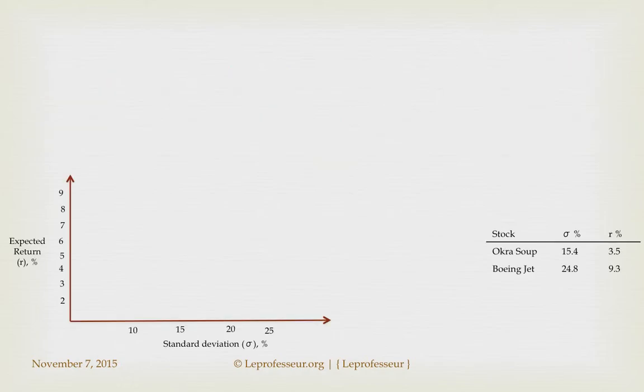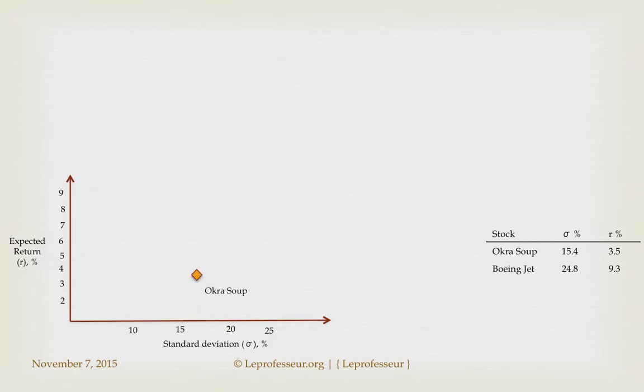So let's take an example of two stocks: a soup company, Okra Soup, and a Boeing jet company. Okra Soup has a lower standard deviation and a lower return. However, Boeing Jet has a higher standard deviation but a higher return. If you put all your money in Okra Soup, you are very peaceful, not too much variation, but your return is low. On the other extreme, if you put all your money in Boeing Jet, it's a bumpy ride. Too much deviation, too much variance, and your return is high, but the uncertainty is greater. But what if you mix these two stocks in your portfolio?